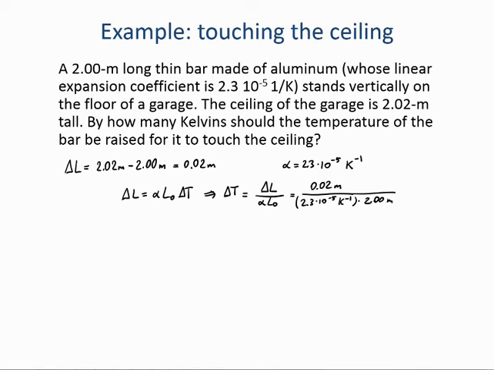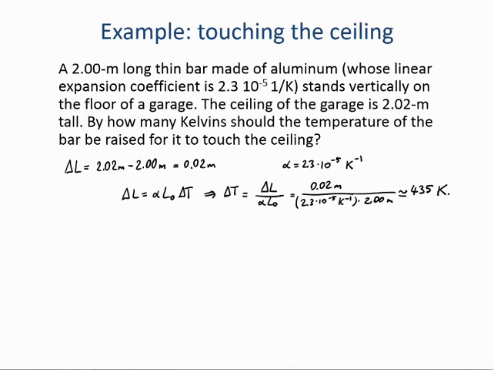The units, of course, will be Kelvin because it's 1 over inverse Kelvin. If you crunch the numbers, you'll find that the answer is approximately 435 Kelvin. This temperature increase expressed in Celsius degrees would be, of course, exactly 435 degrees because Kelvin and Celsius degrees have the same width.